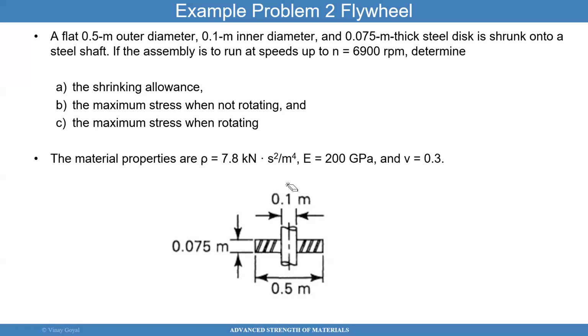The first question that's asked, oh, and the material properties are given to you: Poisson ratio, modulus, and density. These units are weird, but they're the units of density to make everything work out nicely. So the first question is, what is the shrinkage allowance? Basically, what do we need to do to make this assembly work in the first place? So let's see how we tackle this.